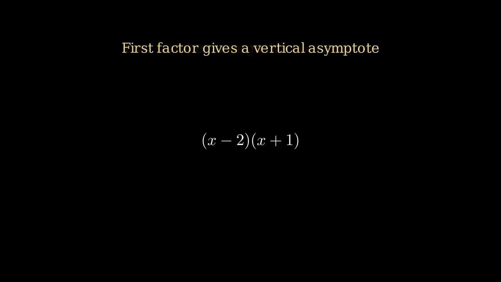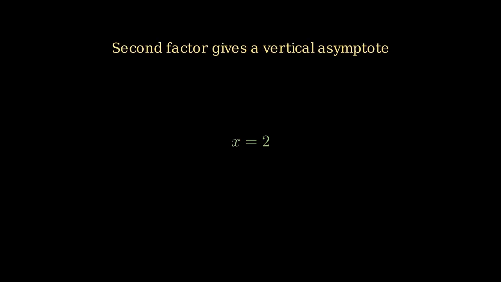Setting the first factor equal to 0, x minus 2 equals 0 gives x equals 2. So there is a vertical asymptote at x equals 2. Setting the second factor equal to 0, x plus 1 equals 0 gives x equals -1. So there is a second vertical asymptote at x equals -1.